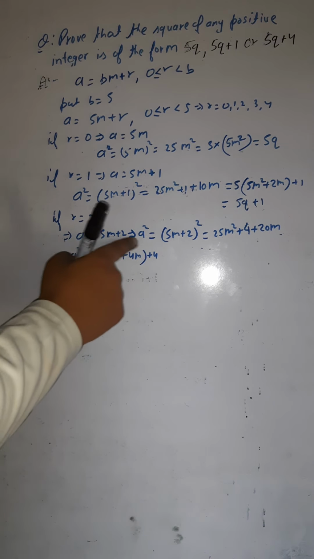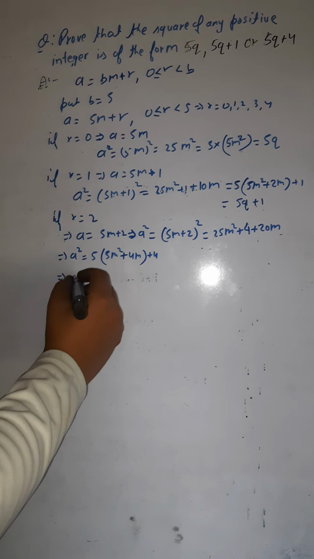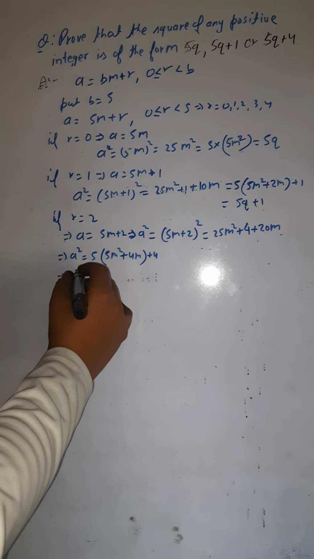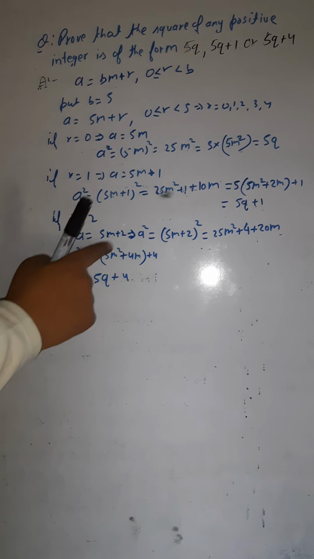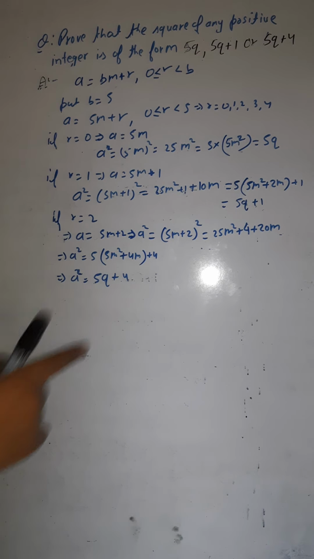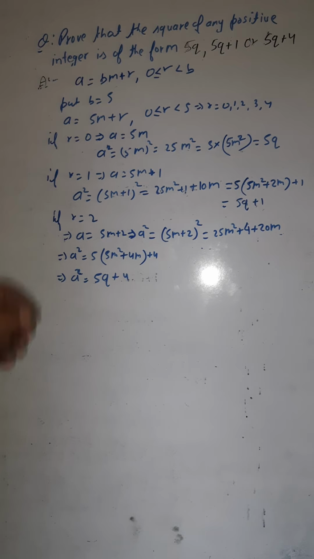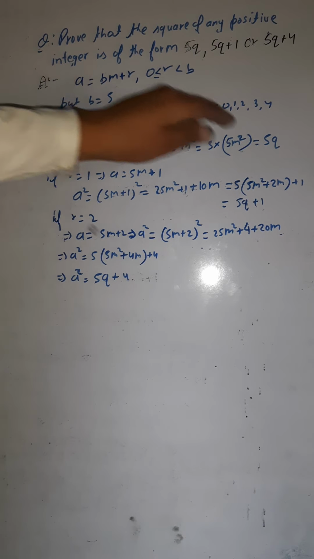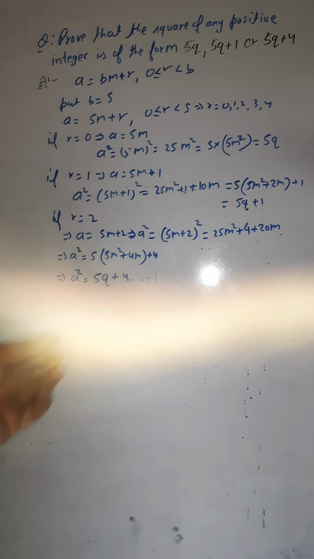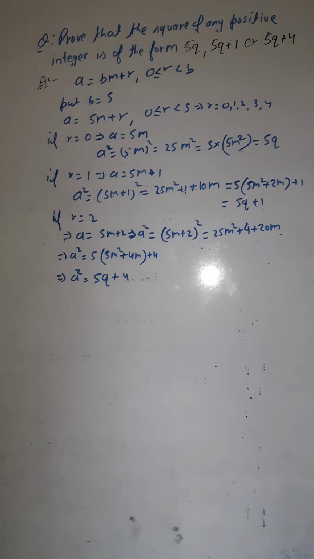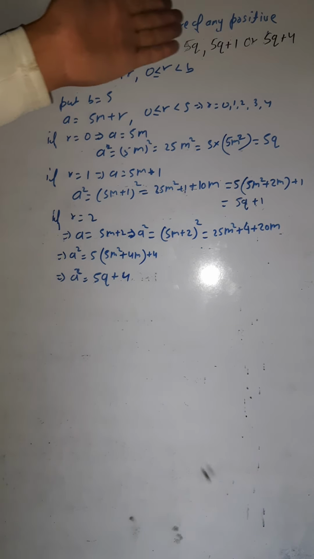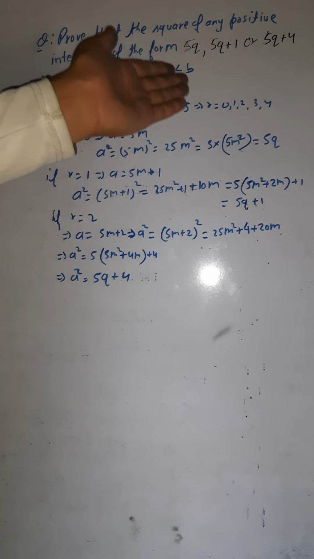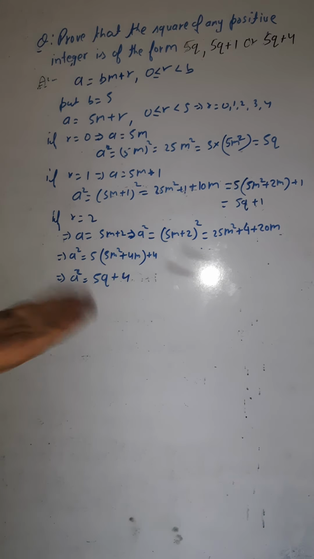Let's say this complete expression is q. So a squared would be 5q + 4. Hence we have proved that the square of any positive integer is of the form 5q, or 5q + 1, or 5q + 4. This was already stated in the question: prove that the square of any positive integer is of the form 5q, 5q + 1, or 5q + 4. We have proved this.